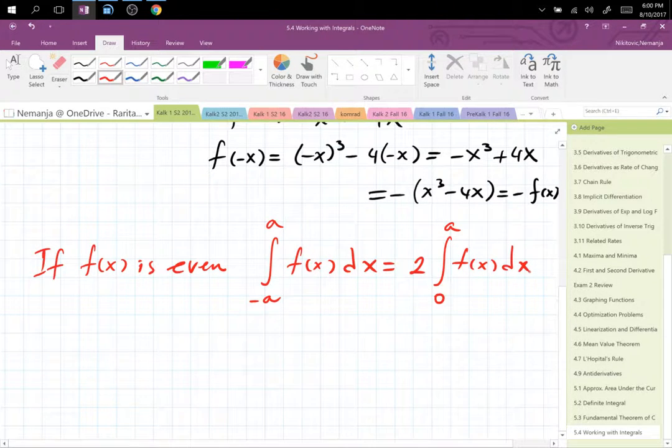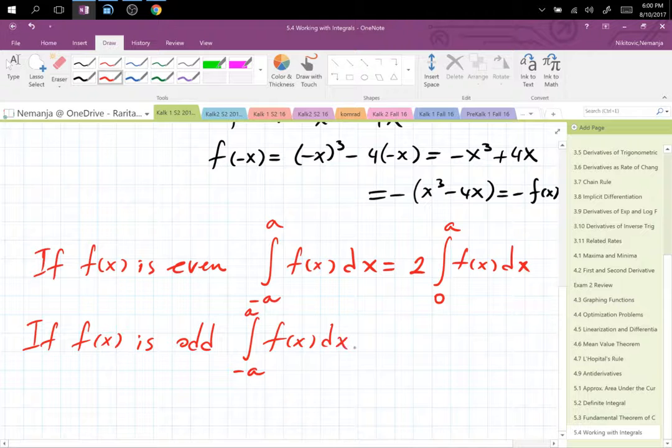The proof for this is very easy. We sometimes put that on the exams for honors sections. The second one is if f of x is odd. Again, symmetric interval. You will always get 0.